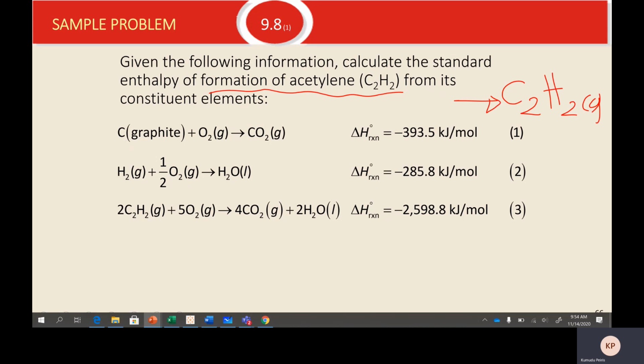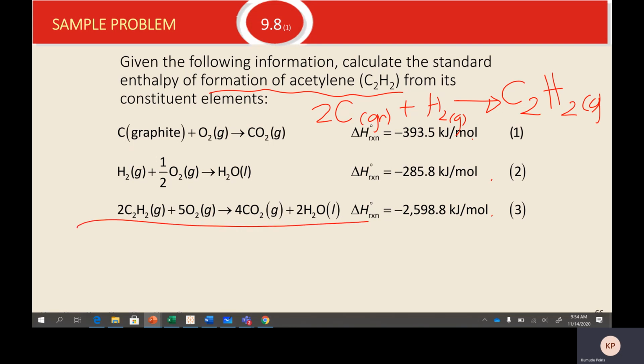So what are its elements? Carbon, whose standard form is graphite, and hydrogen, whose standard form is H2 gas. So now I'll just balance this equation. This is the standard formation reaction for acetylene, C2H2. Now we are given these three reactions, and we are given the enthalpies of these reactions. So what should we do?